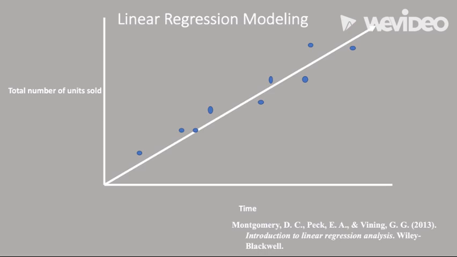Here's a drawing of a simple graph with two variables, the total number of units sold and the time of the units sold. As you can see, between all the data points, a slope is created. As more time goes on, the more units are sold, and there is some variation, but the slope of the line takes into account the average of all those data points.